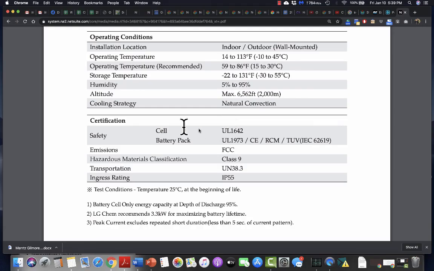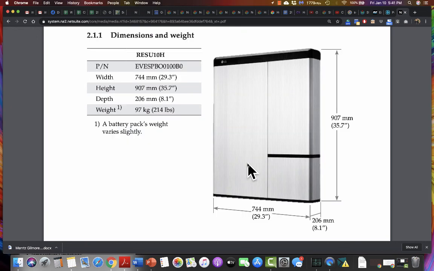Here are the UL certifications they have for this one. UL 1642 and UL 1973. This also is a DC energy storage system. If you looked at the Powerwall 2, which their competitor Tesla is putting out, that one's got an inverter built into it, and so that would be an AC energy storage system.